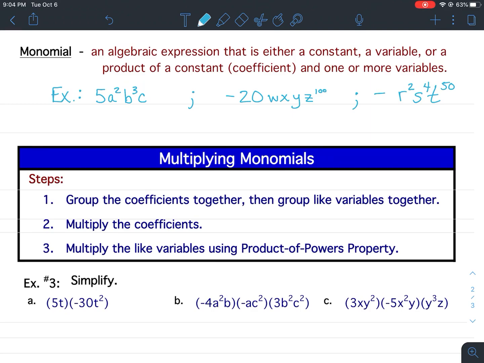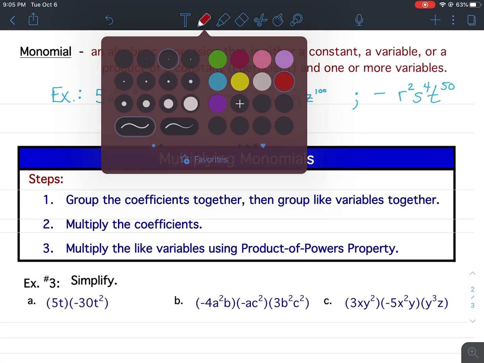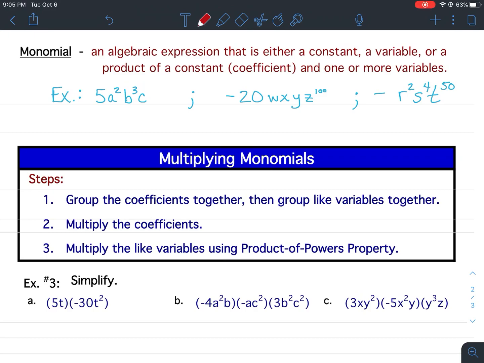Okay, so here are some examples of a product of a constant and one or more variables, and those variables can be raised to different powers or different exponents. So when I look at this, the coefficient of each of these, all right? For the first one, what is the coefficient? It's that number out front. So for the first one, the coefficient is 5. What's the number out front of the second one? It's negative 20. So the second coefficient there is negative 20.